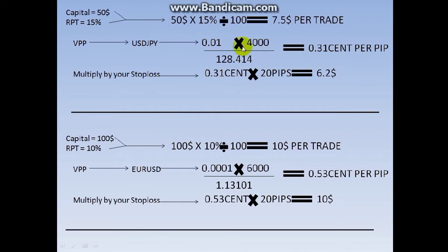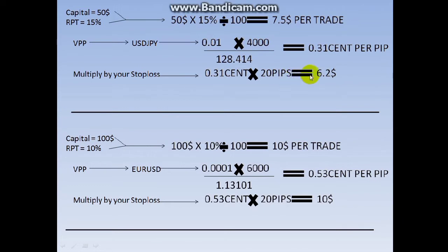Which is 4,000 units divided by the current market value. The current market value for USD is 128.414. So that will give us 0.31 cents per pip. Now you multiply it by your total stop loss, 20 pips. That will give us $6.2.